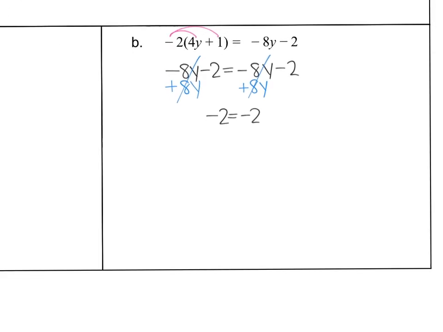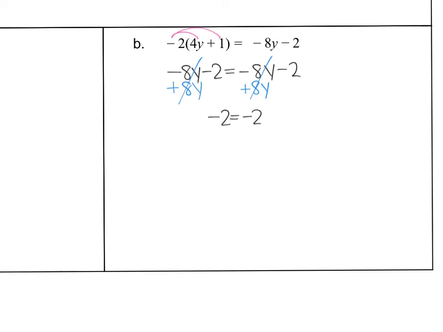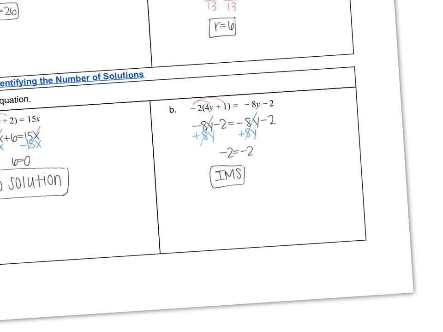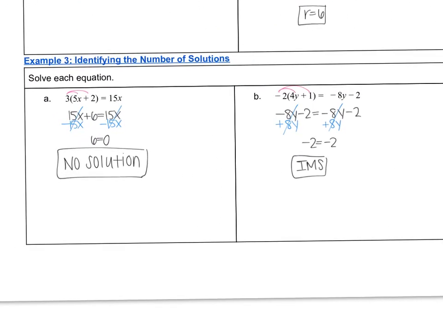This one's a little bit different than the last problem we just did, okay? We still end up with our variables canceling, and I get negative 2 equals negative 2, but this time that is true. So my answer is infinitely many solutions, which means there are an infinite number of solutions, or we'll abbreviate it as IMS. So our two special cases here are no solution and IMS.